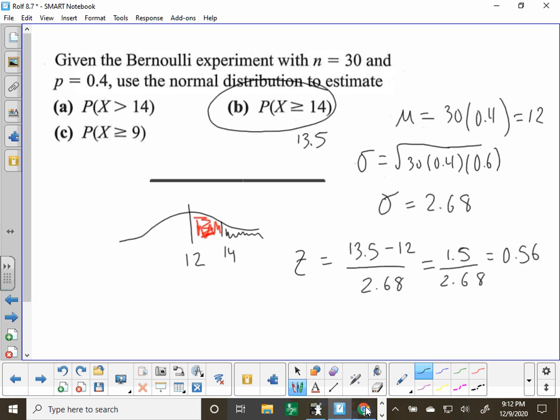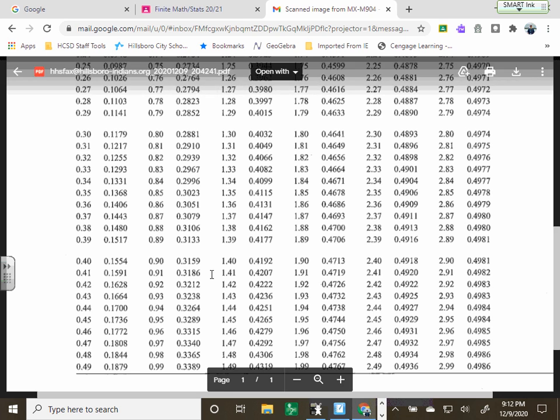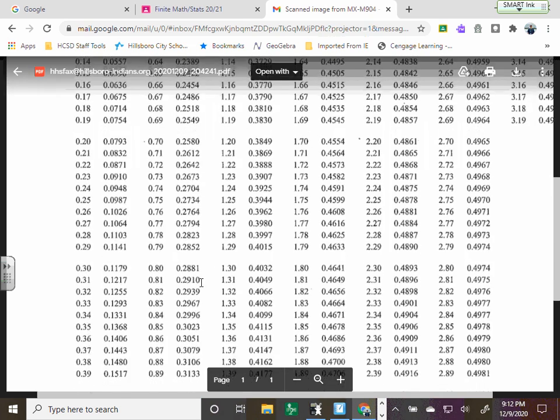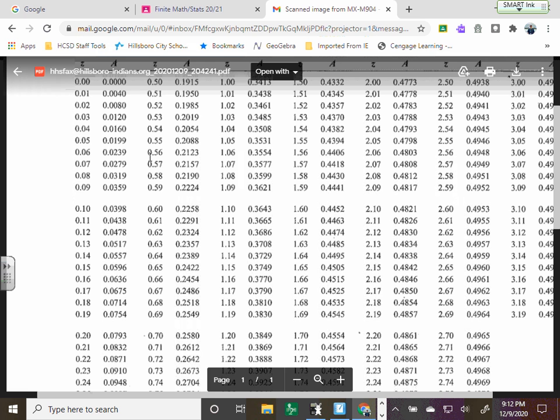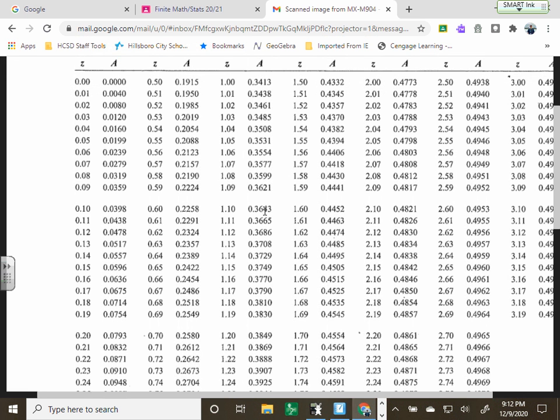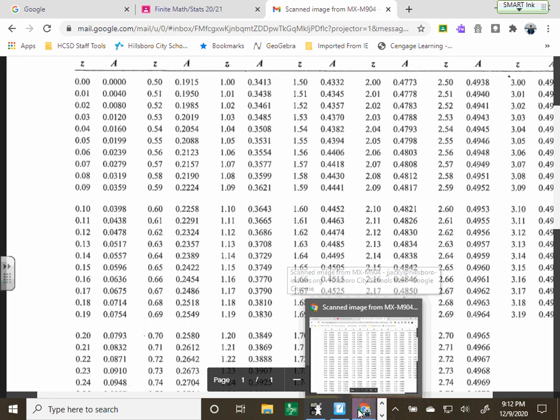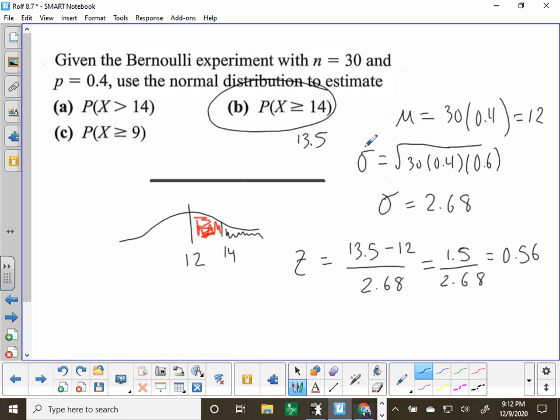Just double checking my math here. Table. 0.56 is right there. 21.23. So 21.23 is the area. That's this piece right here. 0.2123. I wrote 8. Why did I write 8? 21.23. Okay, but I don't want to know that answer.